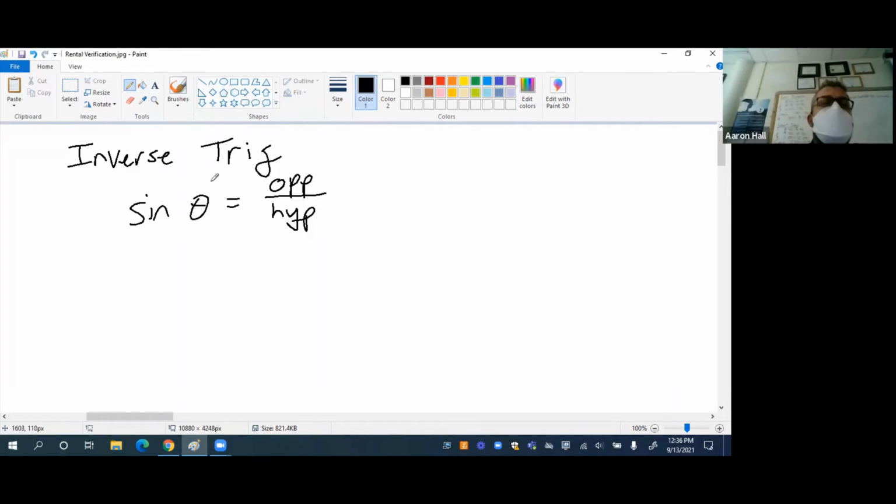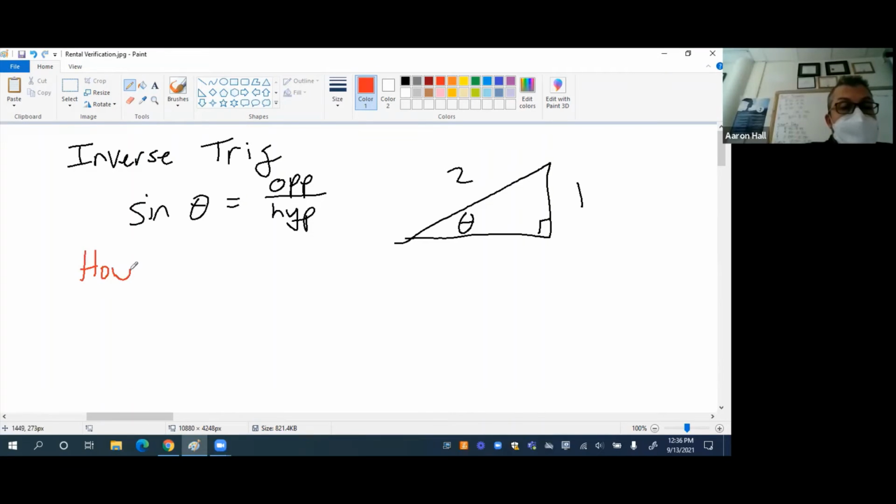So this definition of sine is just a ratio, and it means opposite over hypotenuse. And so you have some triangle here, and we'll say that this is our theta, and this is our opposite. We'll say this is 1, and this is 2 right here. Then how would you find theta? How could I isolate theta? That's a pretty important question with trigonometry. How do you isolate theta?